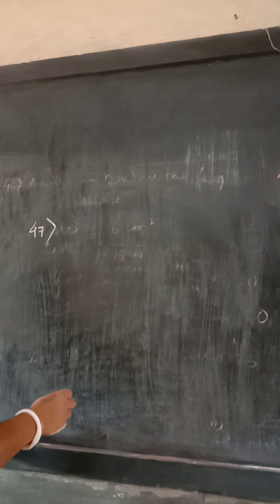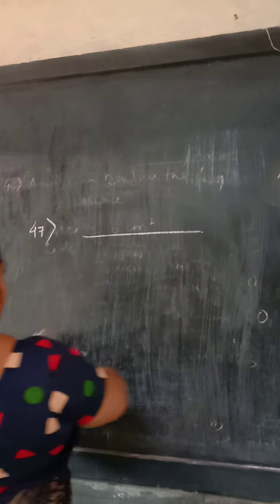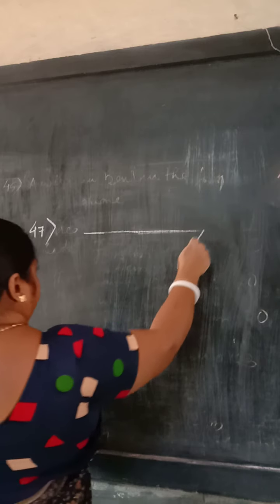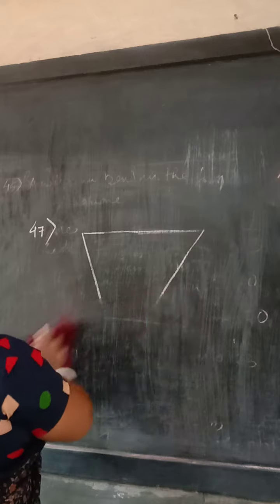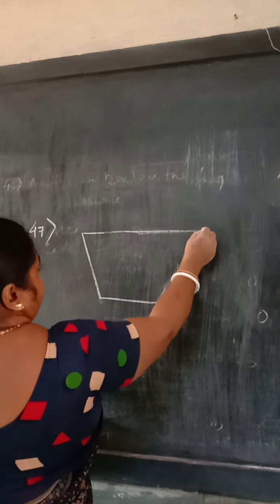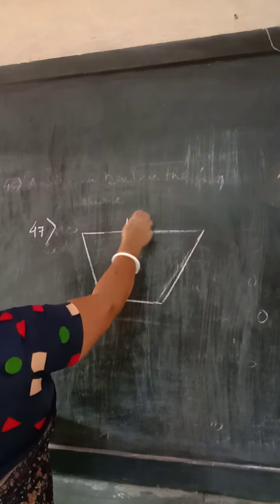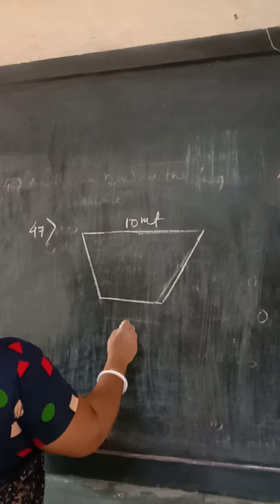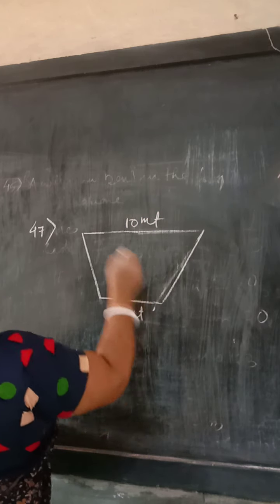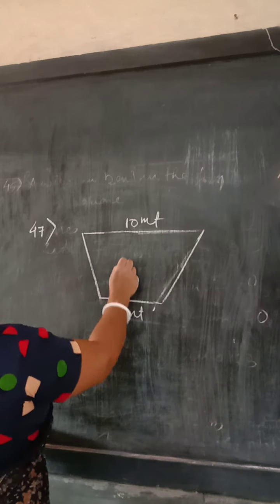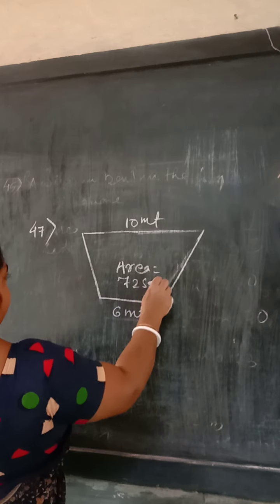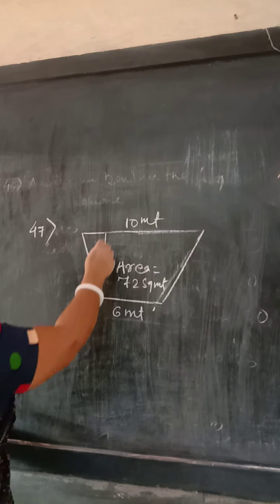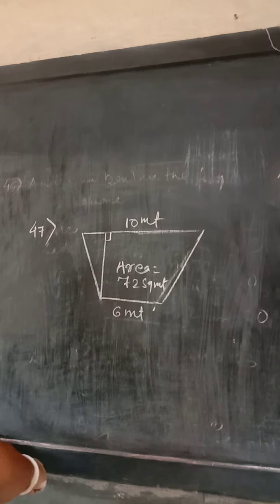If the canal is 10 meter wide, this is a cross section of a trapezium. A cross section of a canal which is 10 meter wide on the top and 6 meter wide at the bottom. This is 10 meter wide and this is 6 meter wide at the bottom. Area is given 72 square meter. This height or this depth you have to find.